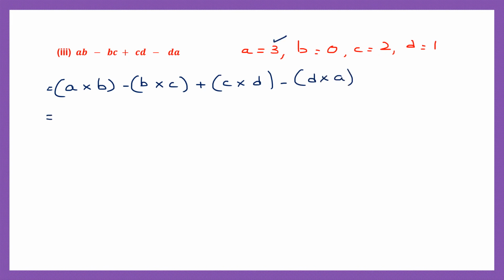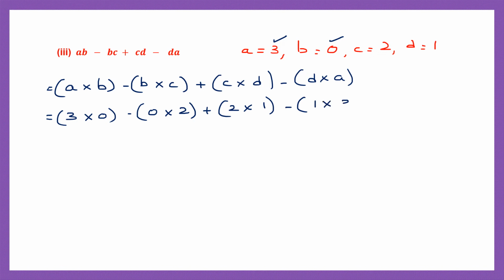A is 3. So 3 into B is 0. 3 into 0 minus. Now B is 0 into C is given as 2 plus C is again 2 into D is 1 minus D is 1 and into A is 3. So we have substituted the values for A, B, C and D. Now let's solve this. 3 into 0 is 0. Minus 0 into 2 is also 0 plus 2 ones are 2 minus 1 threes are 3. So now we simply have to take plus 2 minus 3.